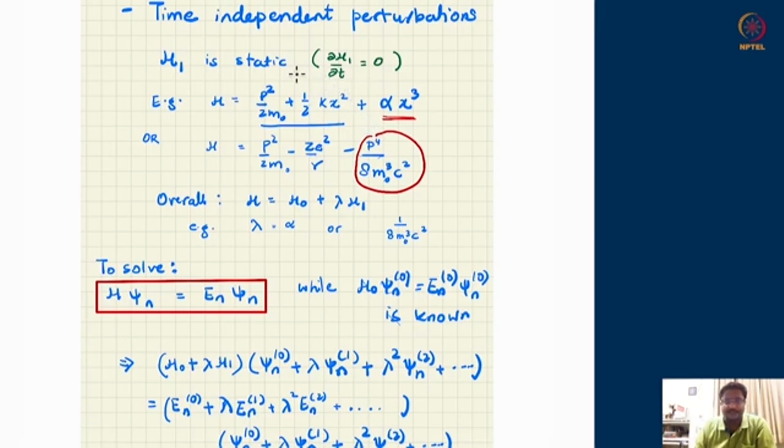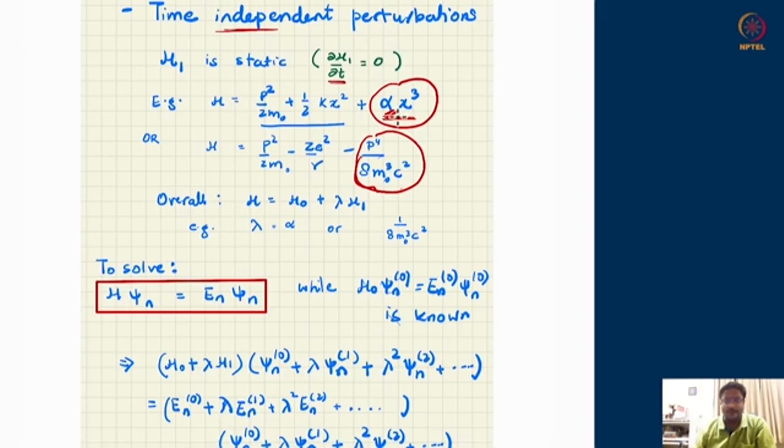So for today's discussion, we are focusing on time-independent perturbation theory. By that, I mean there is no explicit dependence on time in the Hamiltonian which is introduced into the free part. For example, in the harmonic oscillator case, when I allow for cubic order or quartic order correction terms, that Hamiltonian does not explicitly depend on time. These coefficients alpha, or these coefficients 8 m naught cubed c squared for the fourth order momentum corrections, are not supposed to contain any dependence on time explicitly.